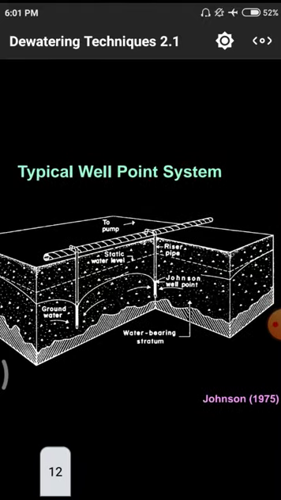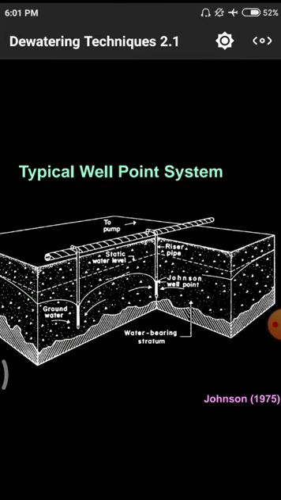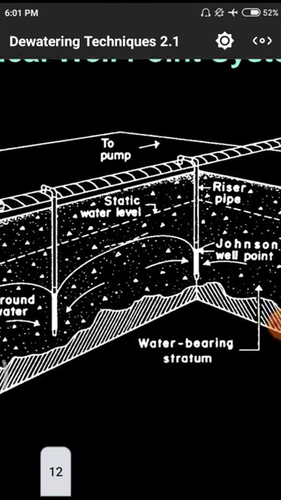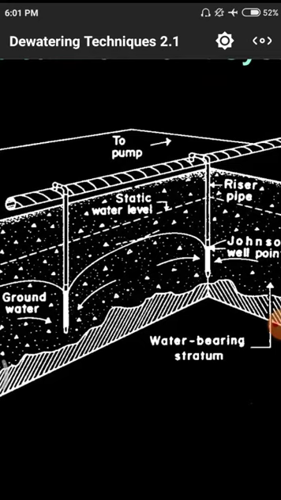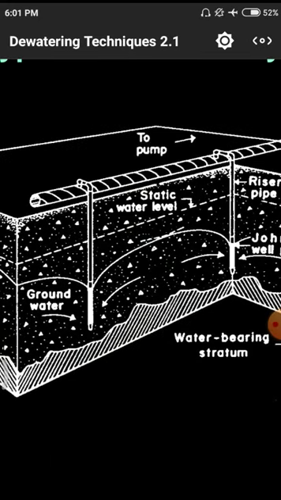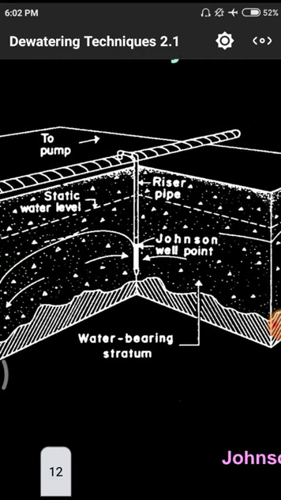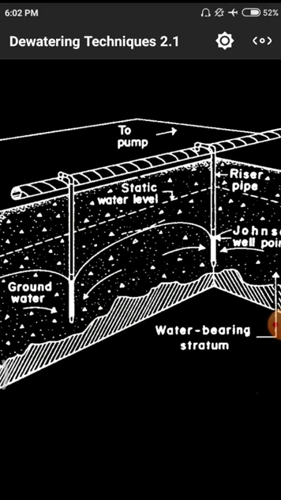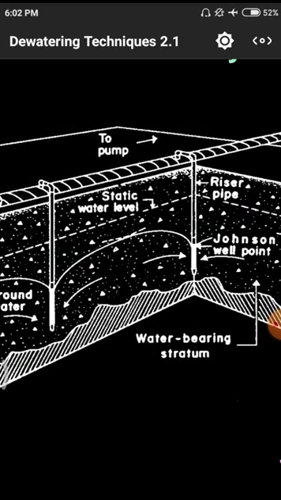After that, it is the arrangement of a typical well point system. That means a typical well point system. Normally, above the ground level we have a pump. After that we have groundwater, which is shown in the hatched lines. Above the hatched lines we have the total soil. Beside that we also have these riser pipes and well point systems. This type of connection of well point systems is called Johnson's well point system.